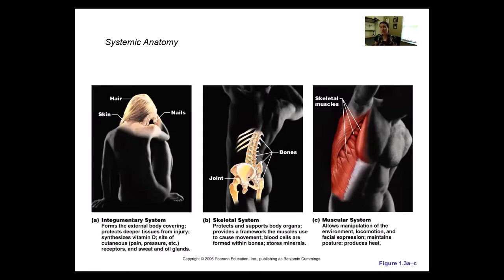Finally, the bones are actually where our blood cells are made, right? Particularly our red blood cells, but there are also white blood cells being created in our bones as well. Lots of functions of the skeletal system.